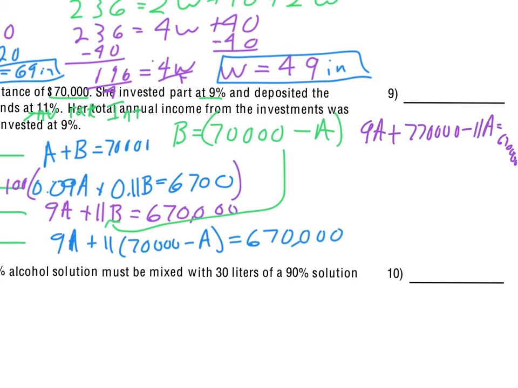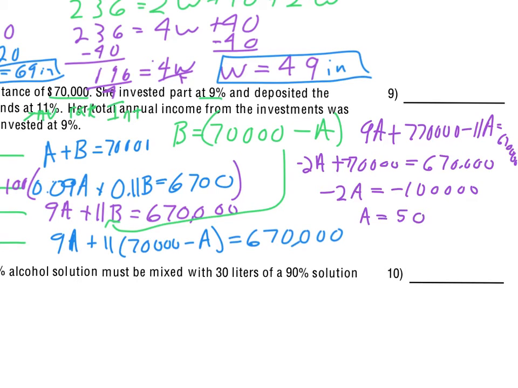Combining the A's gives us negative 2A plus the 770,000 equals 670,000. Subtracting the 770,000 gives us negative 2A equals negative 100,000. Dividing by the negative 2, we see that A is 50,000.